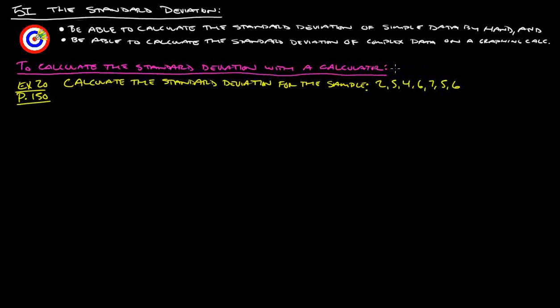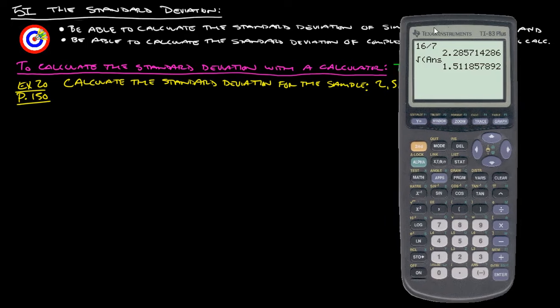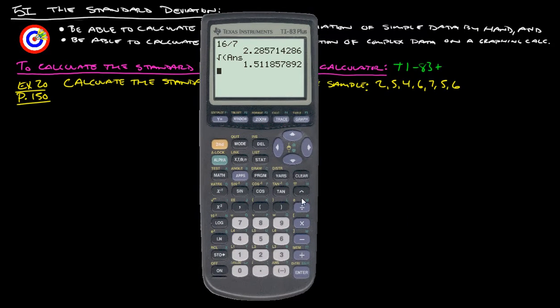Calculate standard deviation with a calculator, and in this case, I've got the TI-83 Plus. It's the same exact directions as the 82, the 84, the 84 Silver and all that kind of stuff. So let's see what we can do with that.